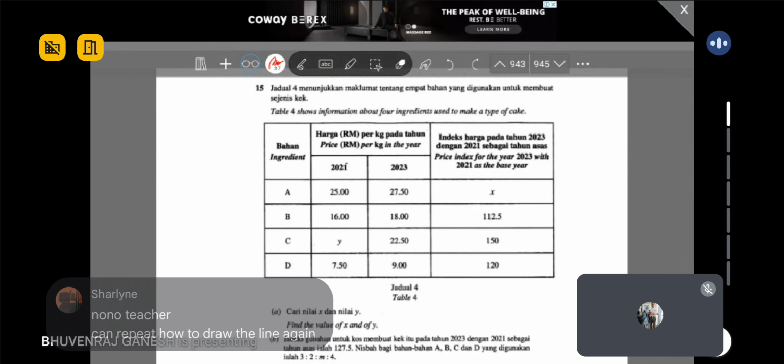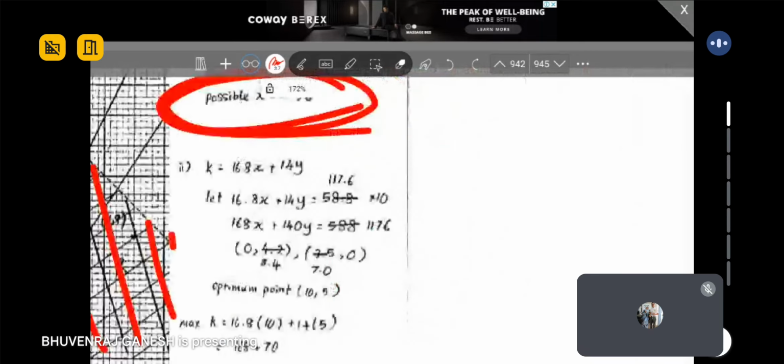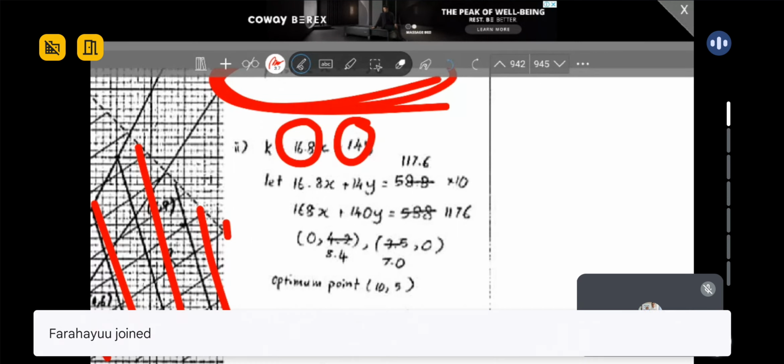How to draw the line? Very simple. Over here this is your objective function. You just choose the K value as a multiple of 16.8 and 14. So how to find the multiple? Very simple. You just take 16.8 times 14. That answer will definitely be a multiple of these two values. Can you get it? So that is your K value.